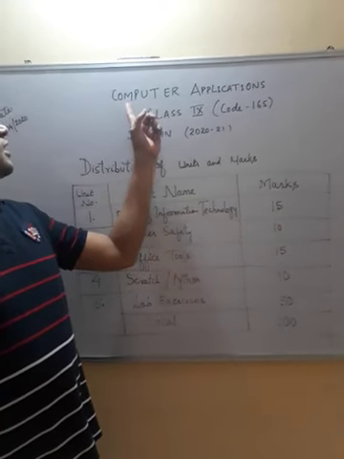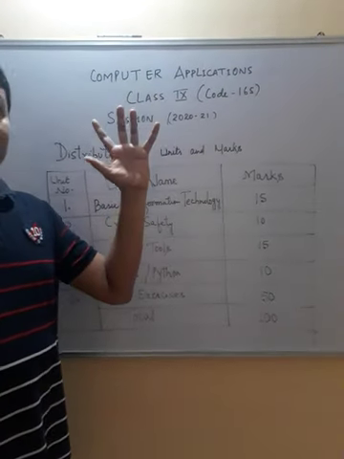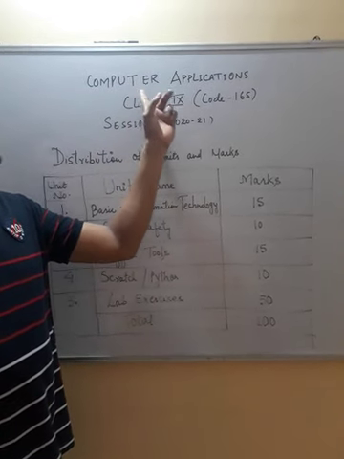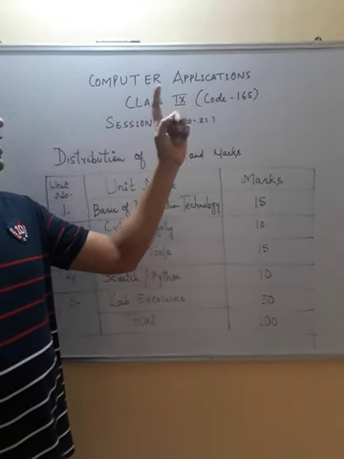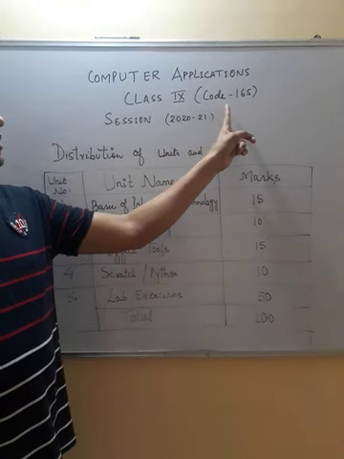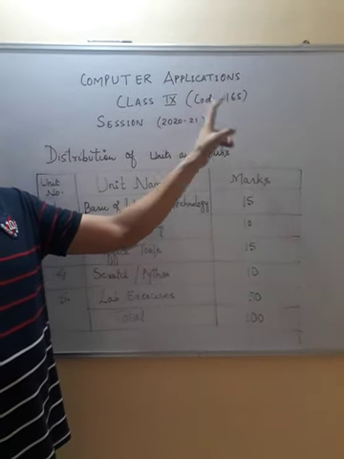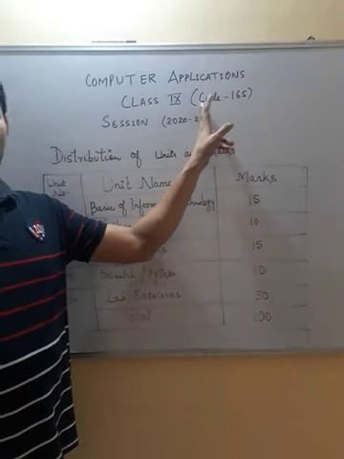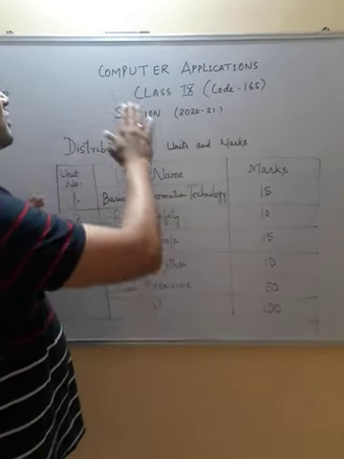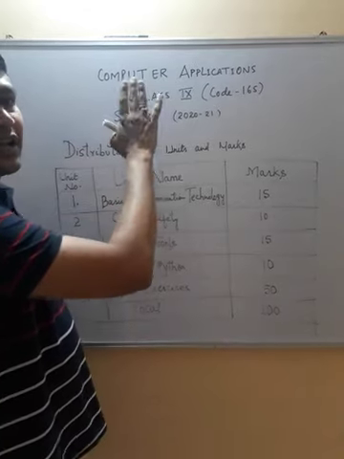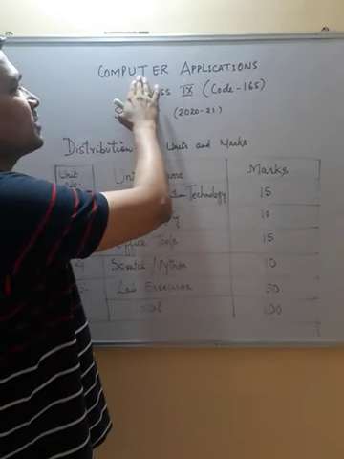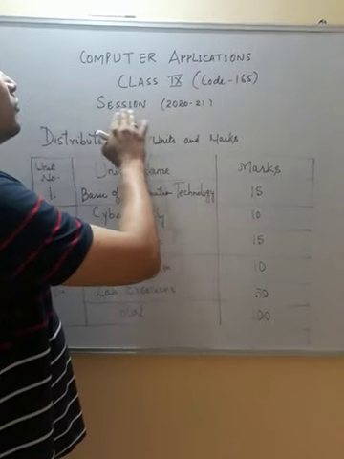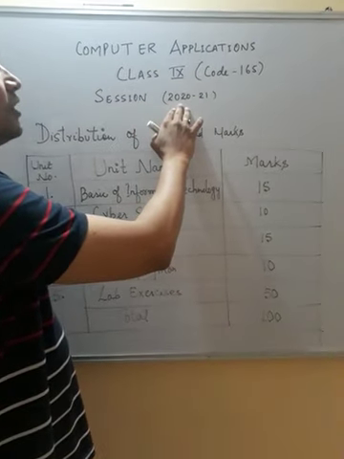Students, the name of your subject is Computer Application, and the CBSE code for Computer Application is 165 for class 9th. Okay, any problem? The name of the subject is Computer Application and the subject code is 165 for the session 2020-21.